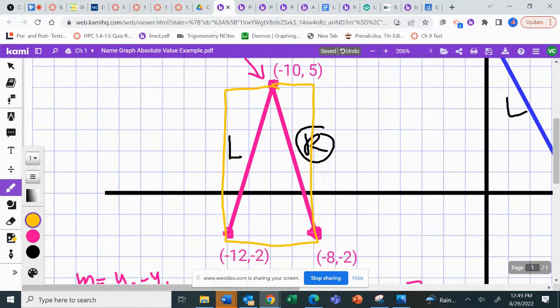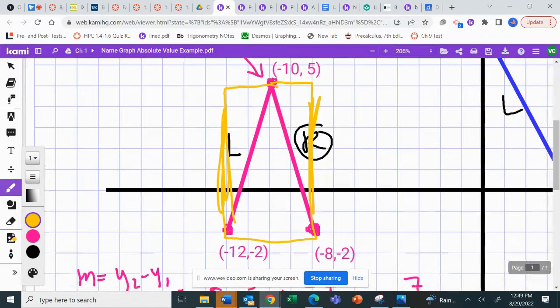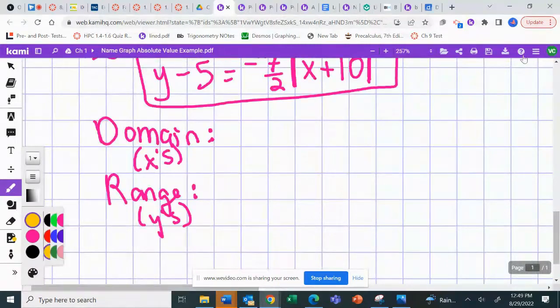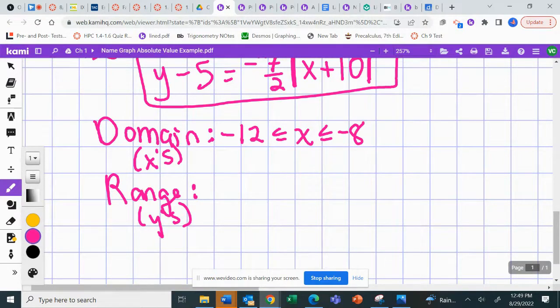So if I'm thinking left to right, these would be the borders for the left to right. We're thinking the x values. We look at what's the smallest x value and what's the largest x value. Looking at all these x values, the smallest x value is negative 12, and the largest x value is negative 8. Negative 10 is somewhere in the middle, but I don't need that one. I only need the smallest one and the biggest one. So negative 12 to negative 8, we write our domain as smallest one, less than or equal to x, less than or equal to largest one, negative 8.